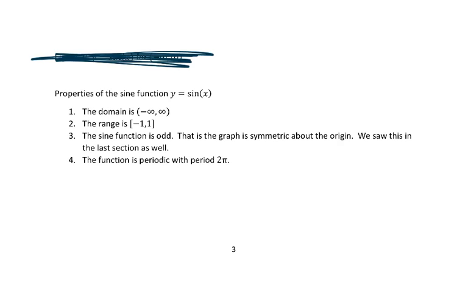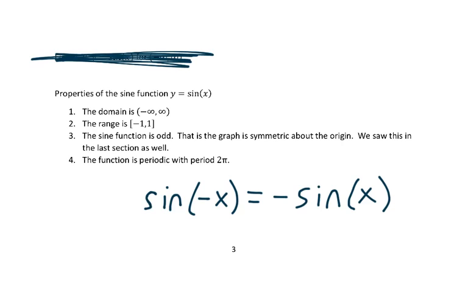We also saw that sine of x is actually an odd function. If you remember, for any x, we have sine of -x is equal to negative sine of x. So in other words, the graph is actually symmetric about the origin. That's something we saw near the end of the last section. And as we said already, the sine of x is periodic with a period of 2 pi.